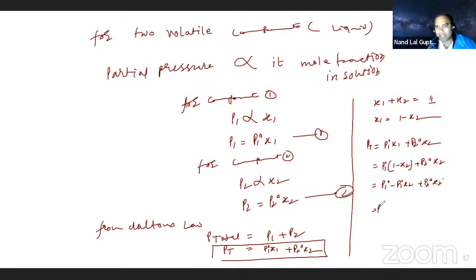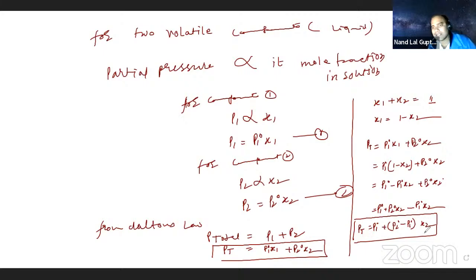Positive terms we are taking first: P1 naught plus P2 naught x2 minus P1 naught x2. We can take something common. So what can we take common? P2 naught minus P1 naught, and outside it will be x2. This is PT. So what happens? Total vapor pressure is linearly related to the mole fraction of the second component, or any of the components.